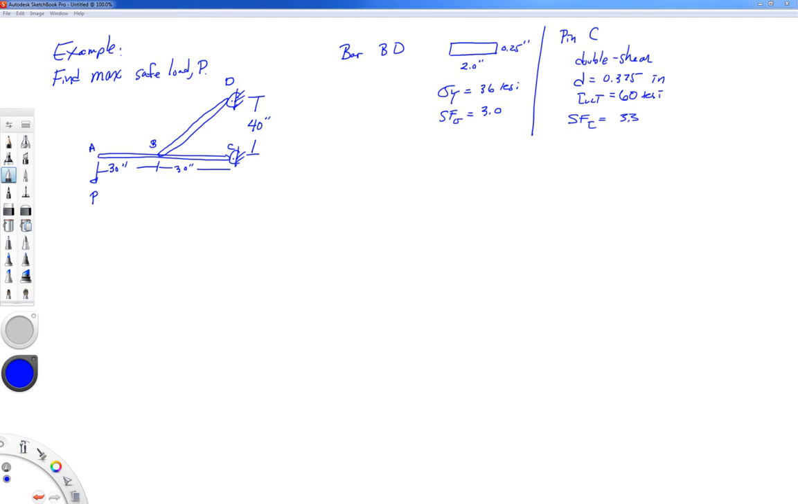So the general approach we're going to take is to treat this like it's two separate problems. First, we're going to look at bar BD and assume that that is the most critical component. We're going to find a force P that corresponds to bar BD going unsafe. Next, we're going to forget about that, and we're going to find a force P that causes the pin at C to be unsafe. In the end, we're going to end up with two potential values for the load P. The answer that we want is going to be the minimum of those two possibilities.